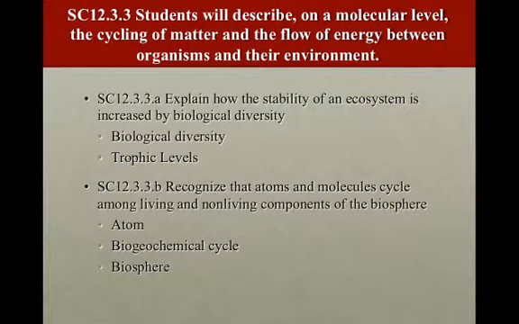Explain how the stability of an ecosystem is increased by biological diversity. Now, questions for this one will be more like, if there's an increase in predators, what's going to happen? And different things like if there's more rainfall, which increases the amount of grass available, what would happen, okay? Trophic levels, the bottom would be the plants, and then the next level would be whatever eats the plants, and then whatever eats those animals, the food chain as it goes up. Those are the trophic levels.